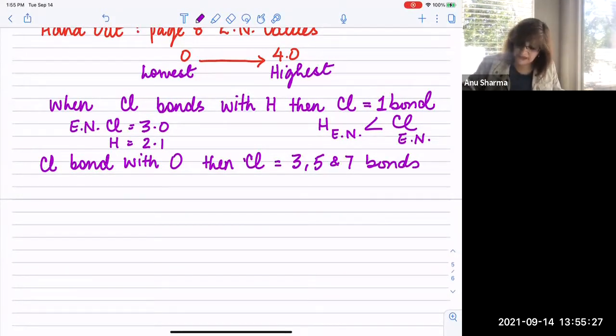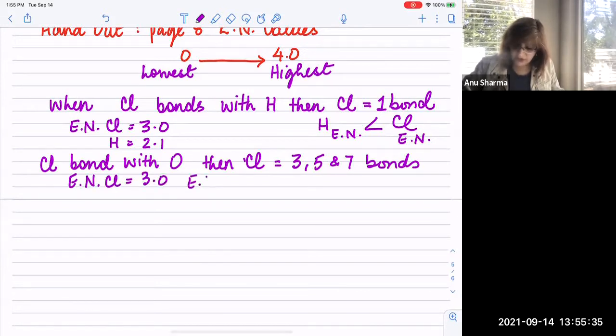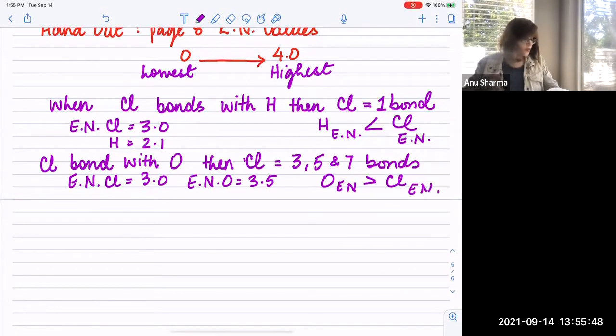So here we see that the electronegativity of chlorine is 3.0, but the electronegativity of oxygen is 3.5. So the oxygen's electronegativity is higher than the chlorine electronegativity. Therefore, chlorine is going to expand its capabilities to make more bonds.